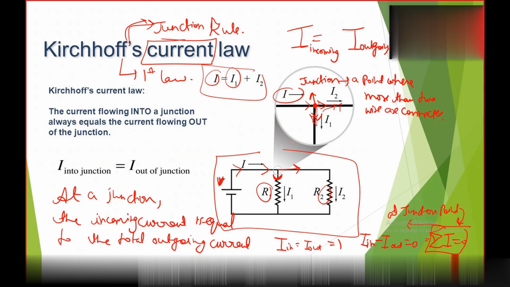What is Kirchhoff current law? It is applicable on a junction point where we have connected more than two wires. The current is flowing in more than two directions. So at a junction point, the total incoming current is equal to the total outgoing current. Tell me if it is clear or not.